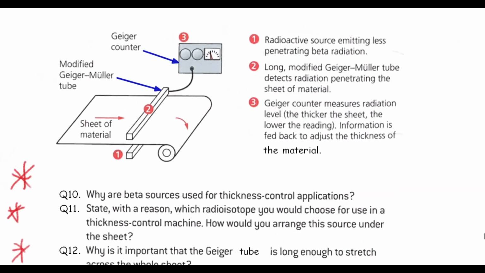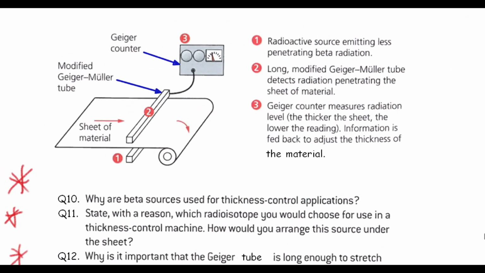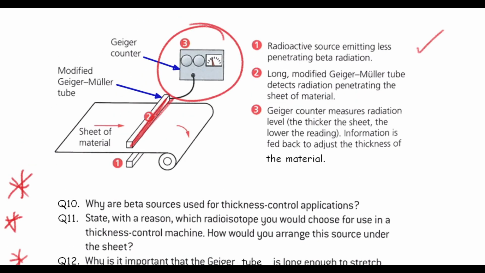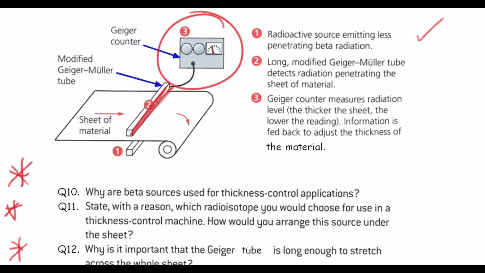Okay, before we go over it then, just make sure you understand what's happening. One radioactive source emits beta radiation, less penetrating, because you want it to be affected by the thickness of the material. You've got a Geiger Muller tube that goes right the way across here, detects the thicknesses at different parts or at different widths of the sheet. And the Geiger counter measures radiation. The thicker the sheet, the lower the reading, and it's fed back to the thickness controller.